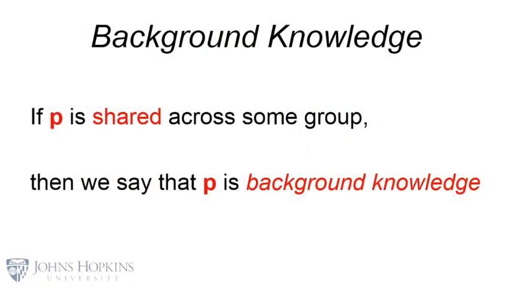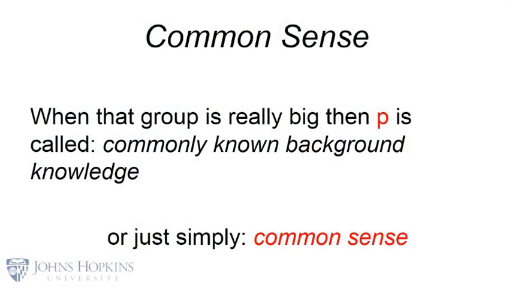But if we move to a larger group, we start talking about background knowledge. So we're all technologists, and there are certain things that we can talk about amongst each other very quickly and efficiently that we can't do if we were to, say, go and bump into someone on the street. It would take a much longer time to try to explain something. Now, if we move that group to be very large, this is called what's commonly known background knowledge, or just sort of common sense.